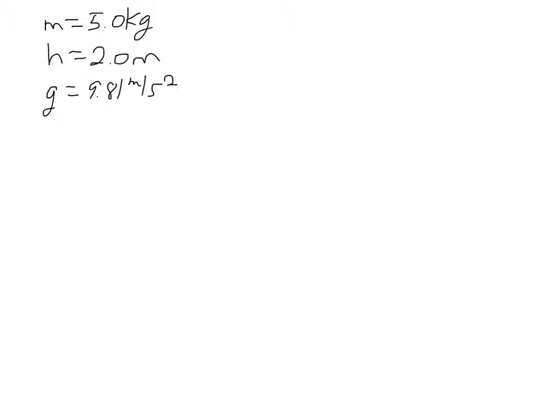Example 2 says how much work is done to lift a 5 kilogram hammer. So we know our mass is 5 kilograms. We know that our height is 2 meters. We always know that our force due to gravity is 9.81 meters per second squared. And in this case, it's asking for our work. We know that our work is going to be equal to our gravitational potential energy because it's how much work was actually needed to lift that hammer up. So we can say that our work is equal to our potential energy.